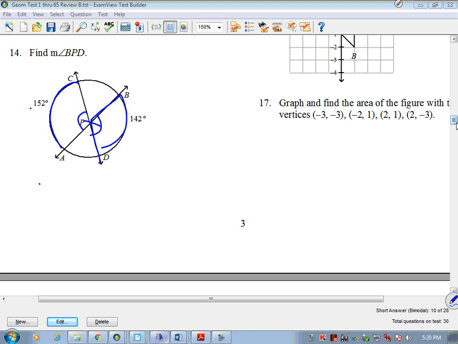Vertical angles are congruent. So I take 152 plus 142, and I divide by 2. Okay, I find the average in order to find those interior angles. Okay, so 152 plus 142 is 294. Divided by 2 is 147 degrees. Okay, 147 degrees on 14. Measure of angle BPD equals 147 degrees.